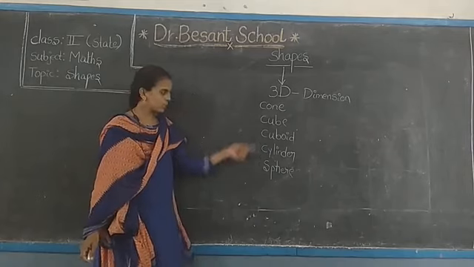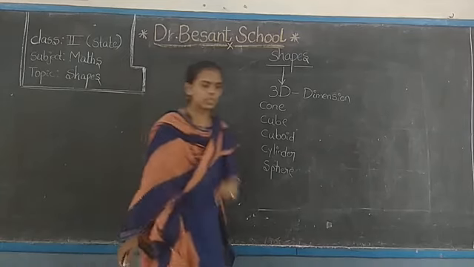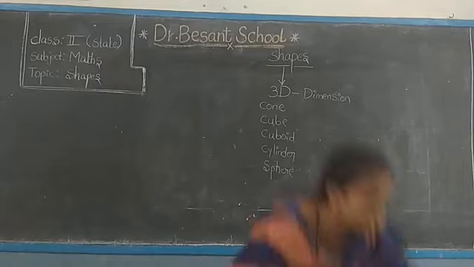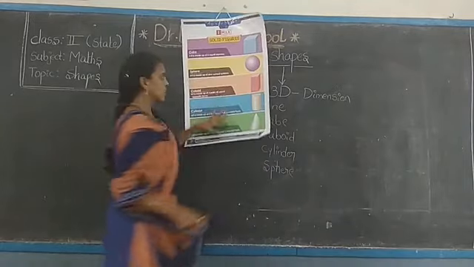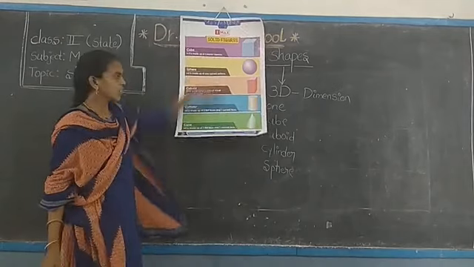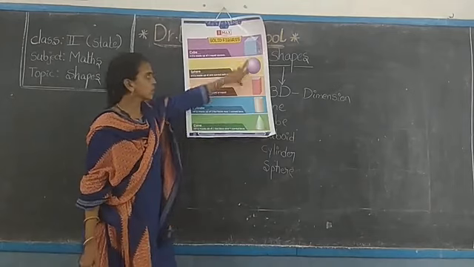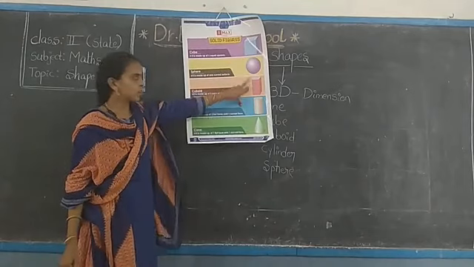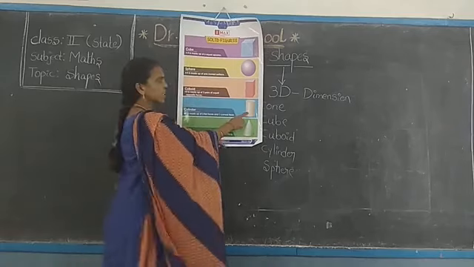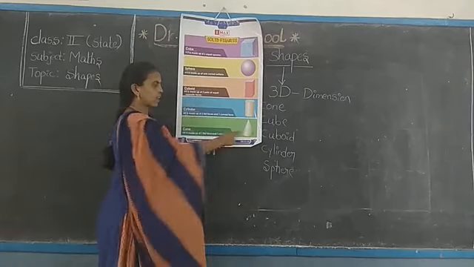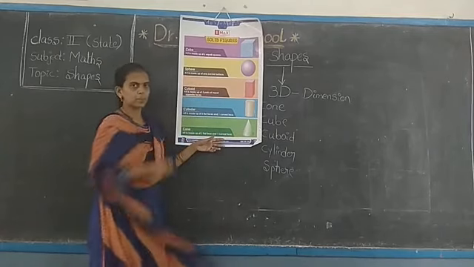Okay, so these figures are called three-dimensional figures. For your convenience, I'll show you on a chart. These are called three-dimensional figures. The first one is cube, second one is sphere, third one is cuboid, fourth one is cylinder and the last one is cone. We are going to learn these in depth.